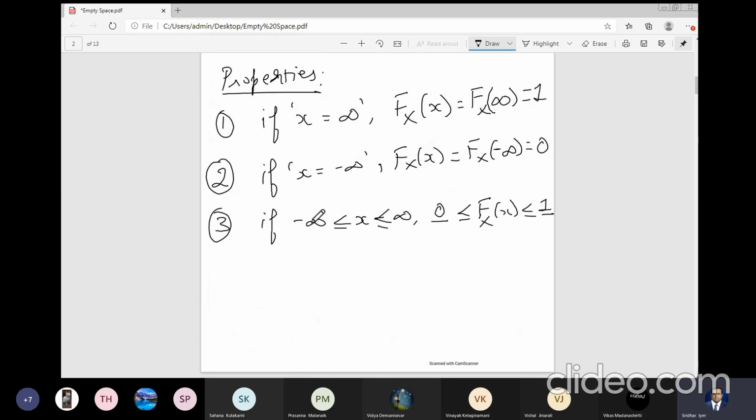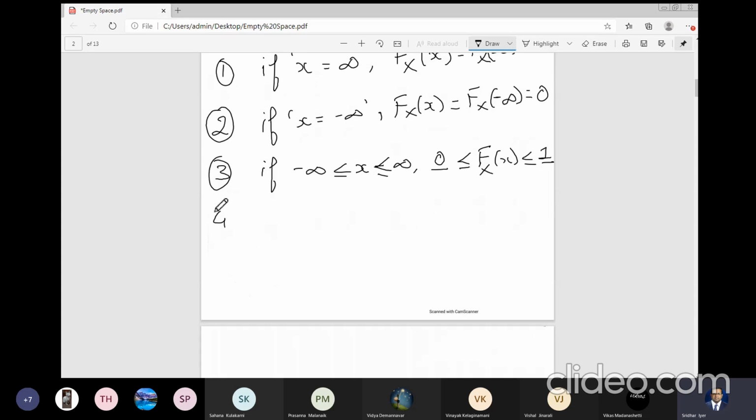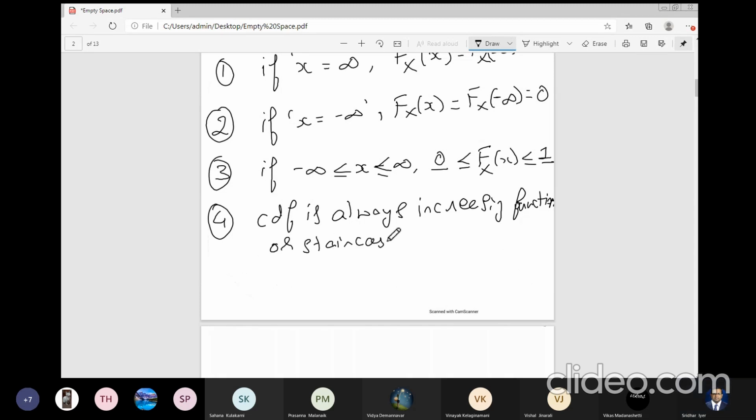Because when x is minus infinity, the CDF is 0, that is here. And when x is plus infinity, that means all the experiments have been performed, the value of the CDF is 1, right? So that range is very, very important. The next property is CDF is always an increasing function, or as already discussed, a staircase function. So I already explained to you why this is a staircase function, right?